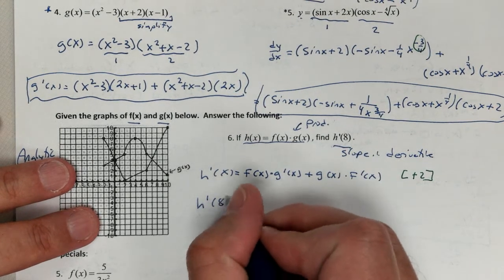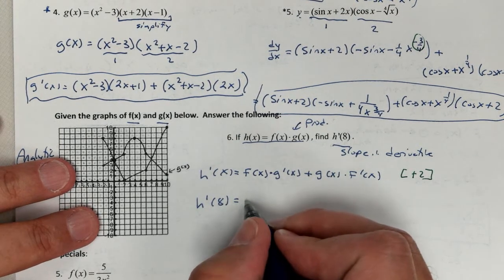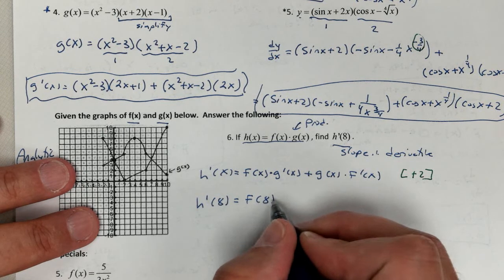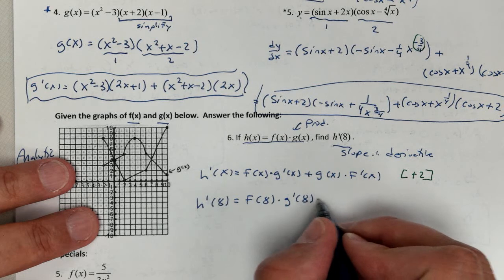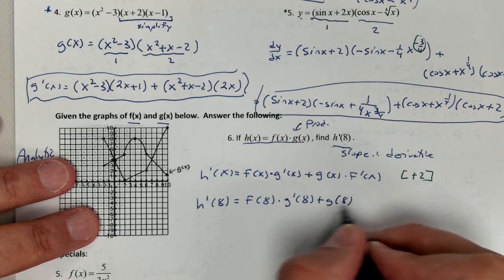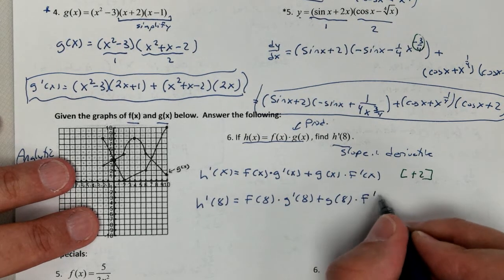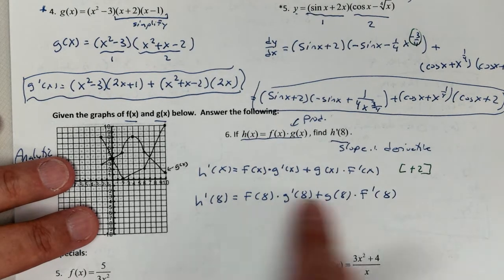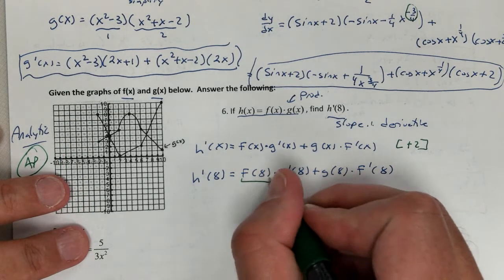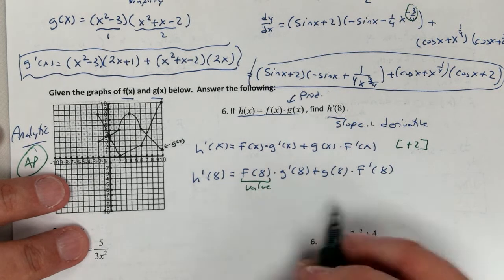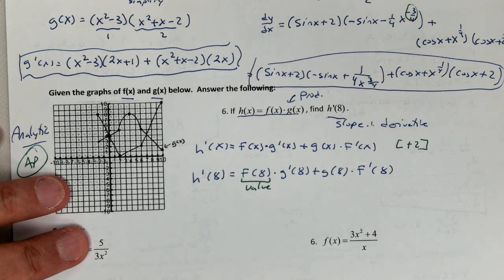h prime of 8. Well, if I just plug these in, this just becomes f of 8 times g prime of 8 plus g of 8 times f prime of 8. Everywhere there's an x, I just plugged in an 8. So let's see what this means for us. Well, this is talking about the value of f at 8.